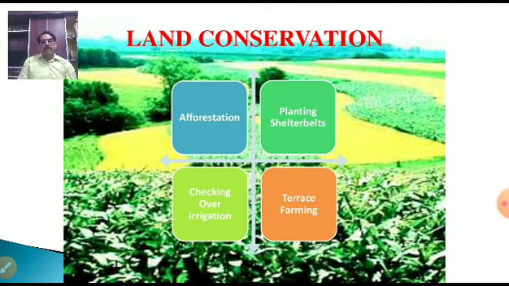Proper management of wasteland, control of mining activities, proper discharge and disposal of industrial effluents and wastes after treatment can reduce land and water degradation in industrial and suburban areas.